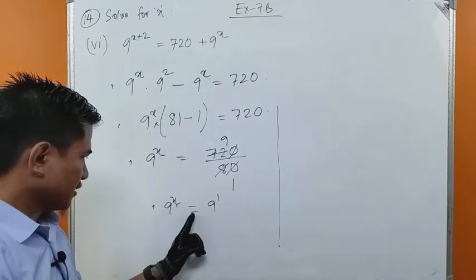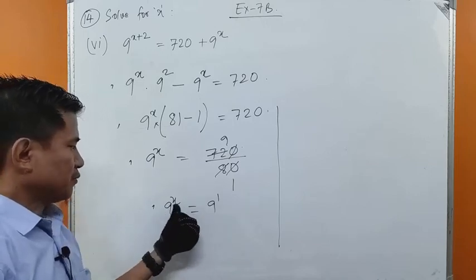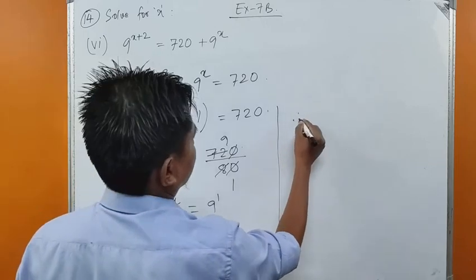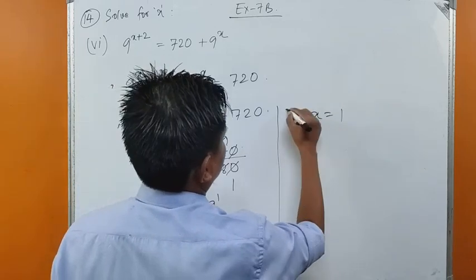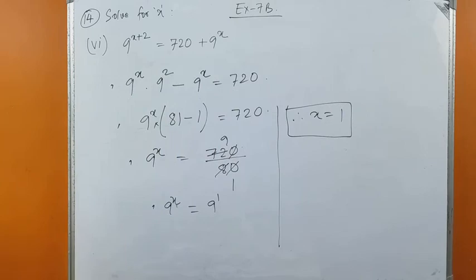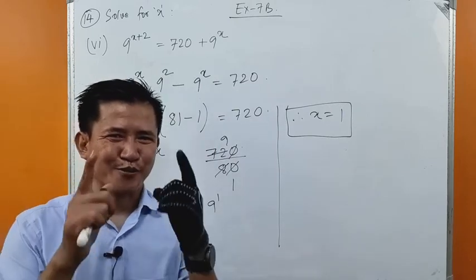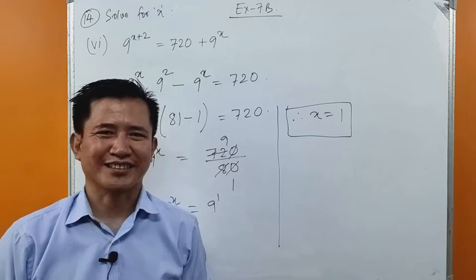So 9 to the power x equals 9 to the power 1. That means bases are equal, so powers should be equal. Therefore, x equals 1. So this is the answer for question number 6 of 14, and this is the last question from this exercise. I hope you understood the concept of indices.